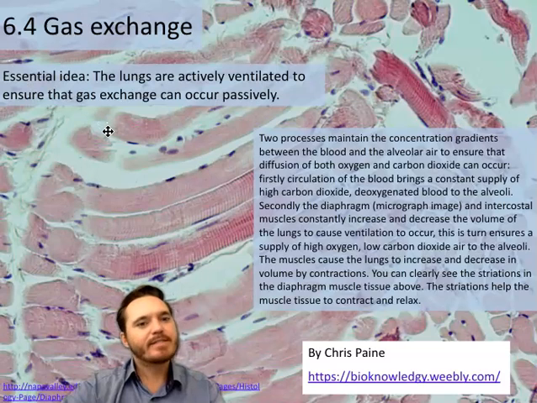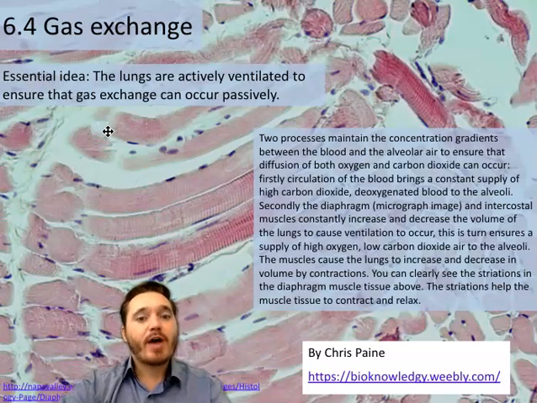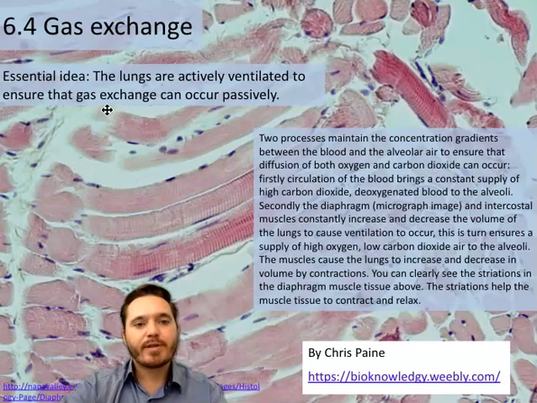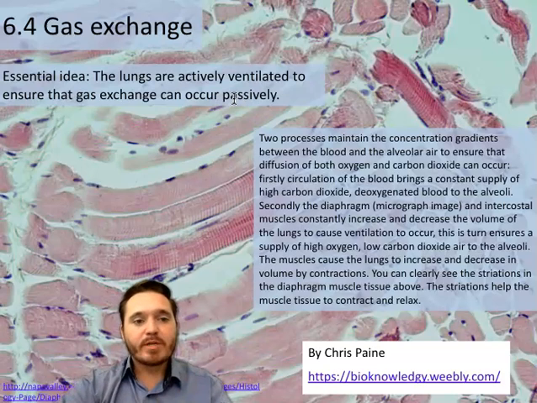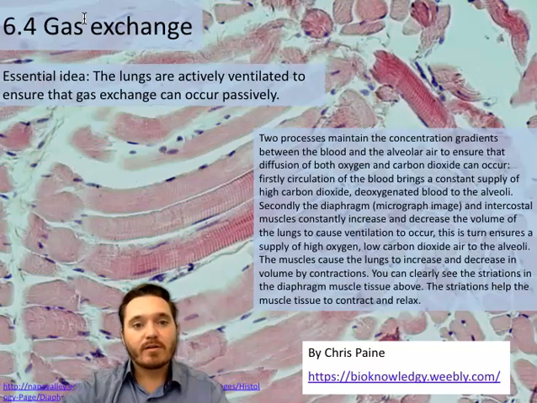So the essential idea here is that the lungs are actively ventilated to ensure that gas exchange can occur passively, right? So we're going to be speaking a lot about just how do we get the air into the lungs? What are the structures leading to the lungs and what are the structures of the lungs? What is ventilation? And what is that gas exchange that's occurring passively through diffusion?